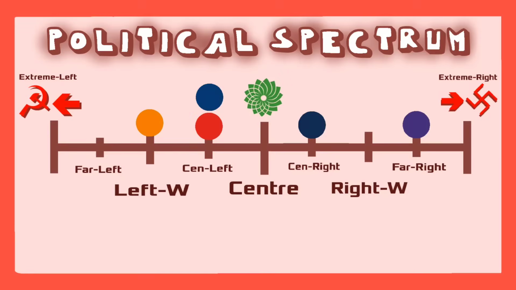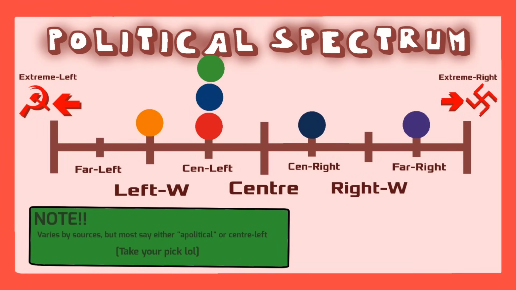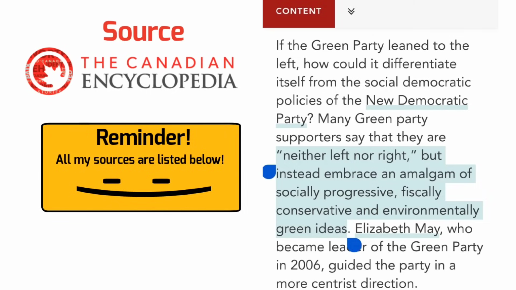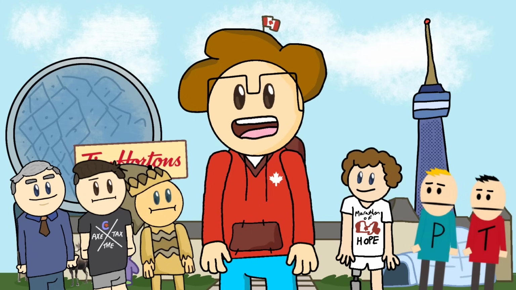That's pretty much it. They're neither a left or right party, just an amalgamation of social, progressive, fiscally conservative, and environmentally green ideas. That is it. And that is Canadian politics explained in a general nutshell.